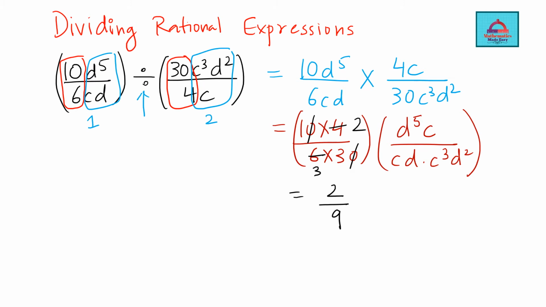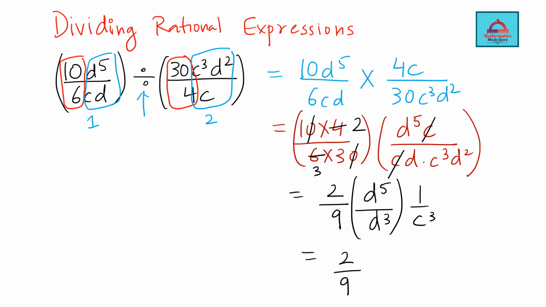And let's look here. So here you have c cancelling with c, d to the power 5, and in the denominator you have d to the power 3. So d to the power 5 divided by d to the power 3, that's what you are going to combine, and c cube is as it is. So this is going to give you 2 by 9 d to the power 2 over c cube.